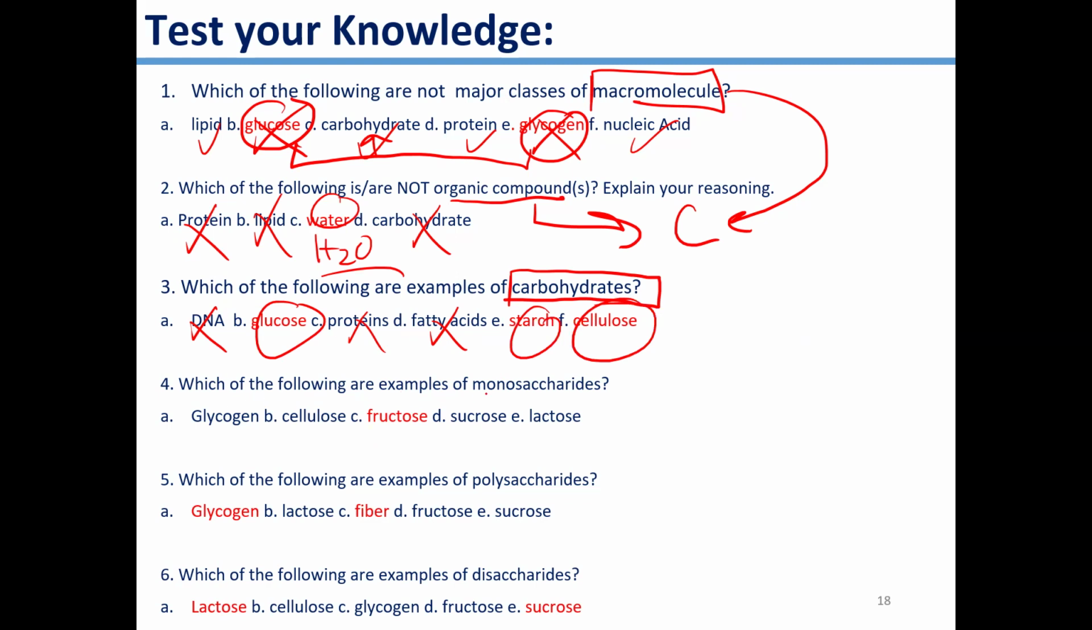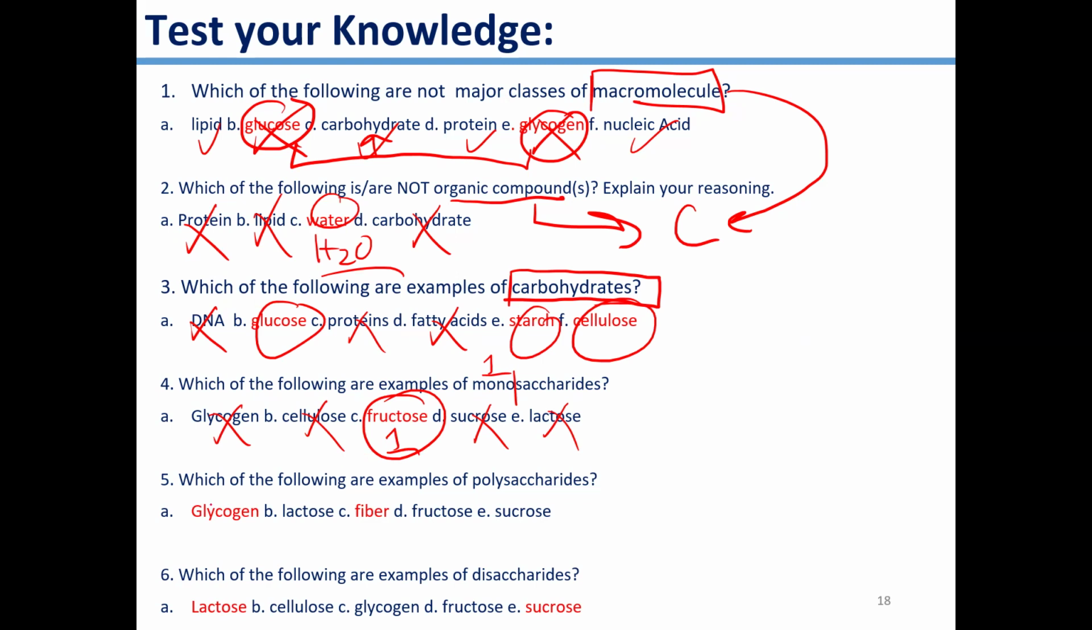Which of the following are examples of monosaccharides? Remember, mono meaning one. In this case, glycogen is not. It's going to be a polymer. Cellulose, polymer. Sucrose and lactose are going to be disaccharides. Fructose is in fact going to be our only monosaccharide because it is our monomer, our smallest form, just one unit.